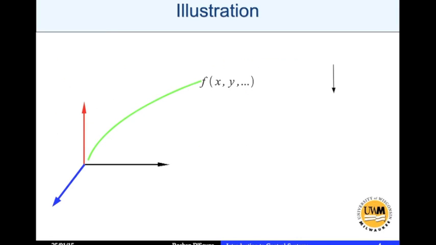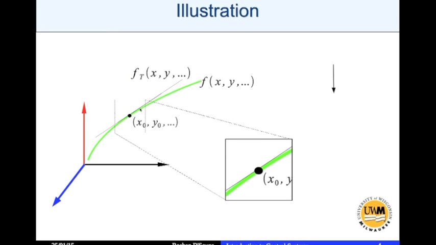So let's try to understand what nonlinear systems are. Let's say you have a function of x, y, z, and many variables. Now it's a nonlinear function. You could choose a particular point x naught, y naught, z naught, whatever, on this function, and find the tangent plane to the function.